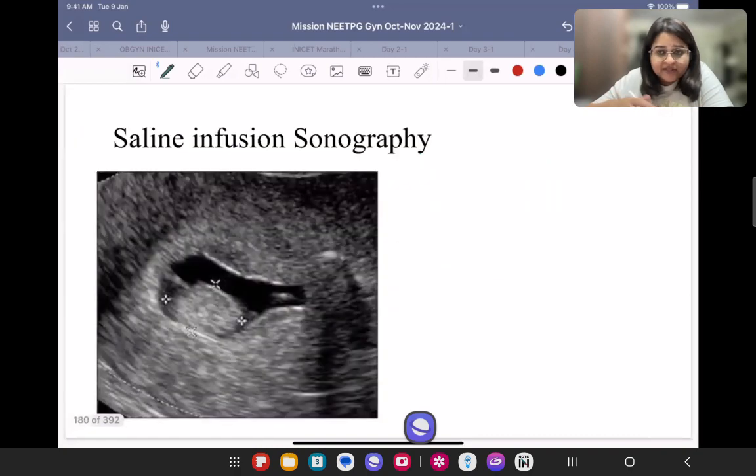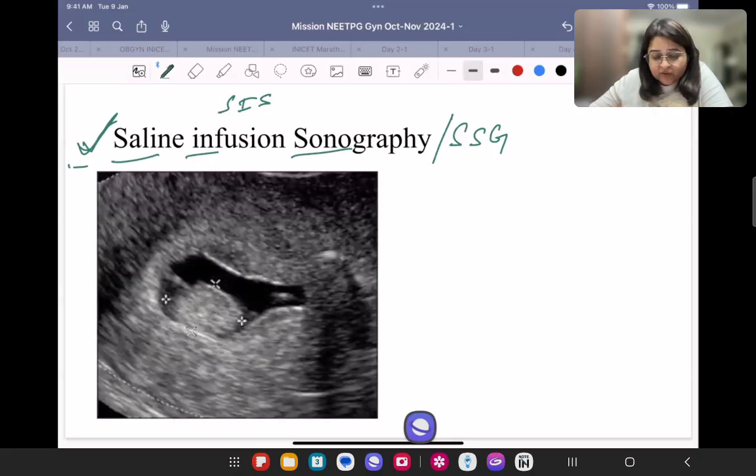maximum number of fibroids. Now somebody was asking me about this in infertility. What is SIS? Saline infusion sonography, also called as saline salpingography. जैसे HSG है ना, this is SSG, saline salpingography, also called as saline infusion sonography. What is this done? This is both a test of tubal patency. It is also a test of looking inside the uterus.